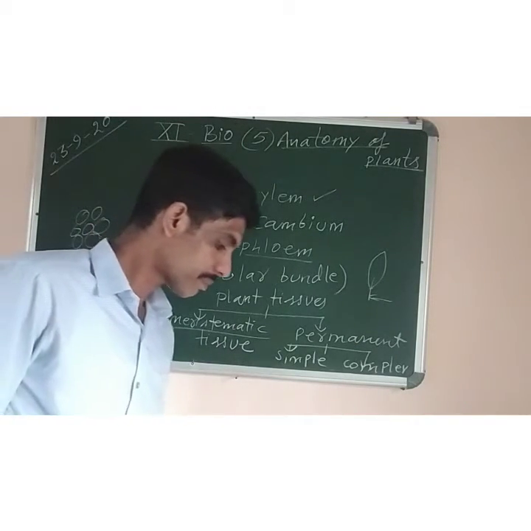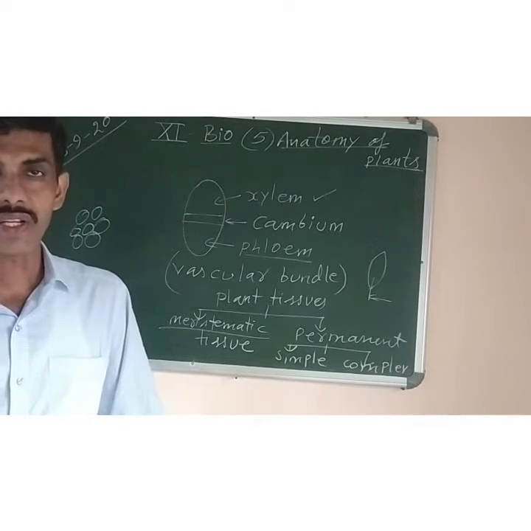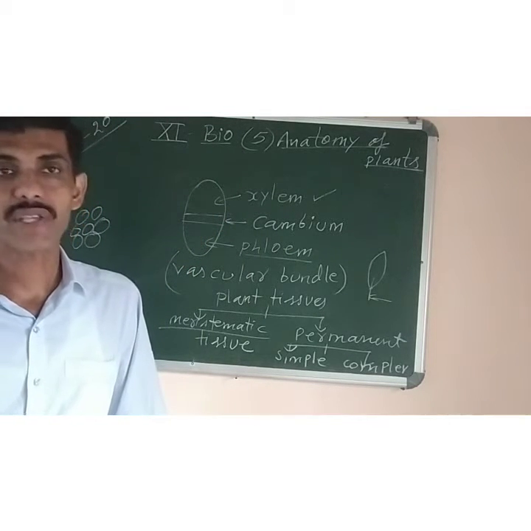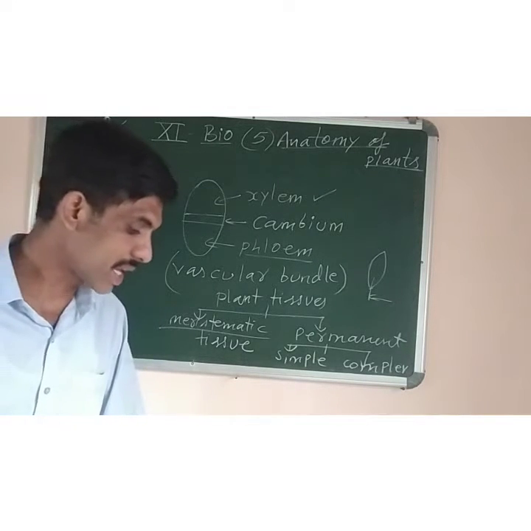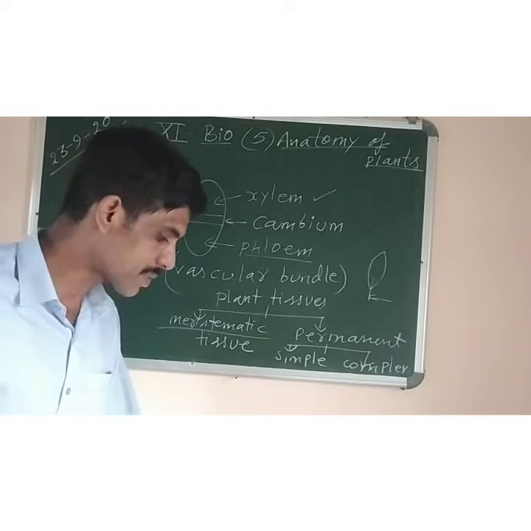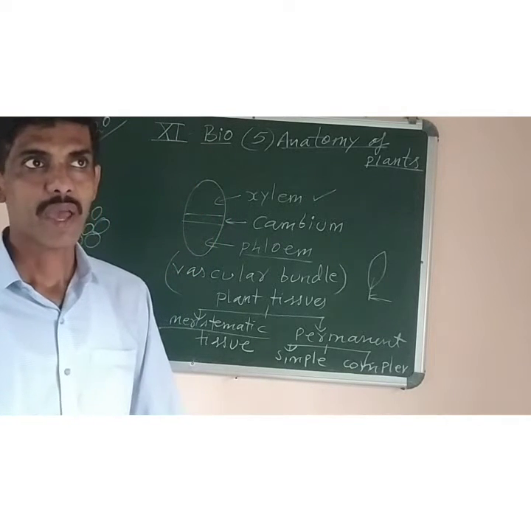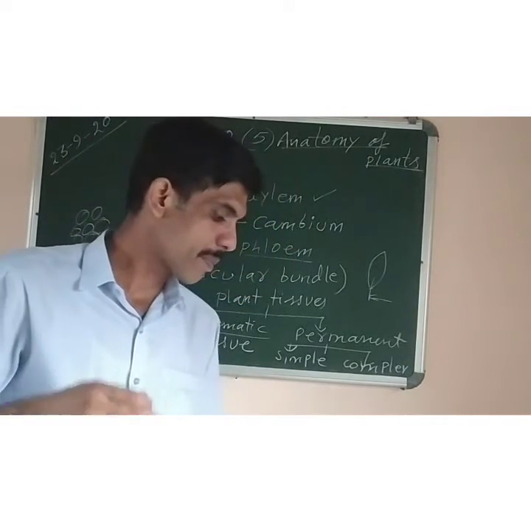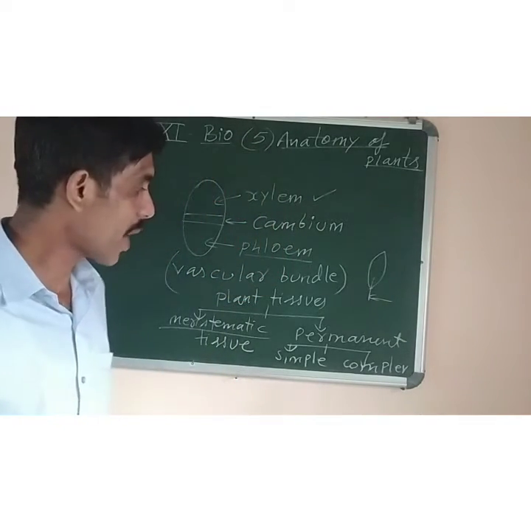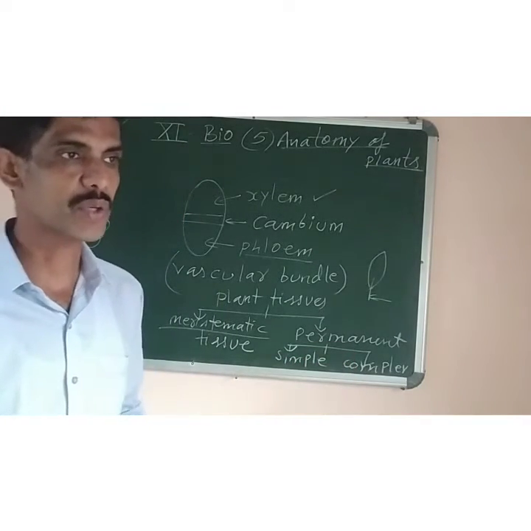Then comes sclerenchyma. Sclerenchyma we studied. It is made up of cells which have very thick cell walls due to deposition of a substance called lignin, and it is of two types, that is fibers and sclerites, which are of different shapes and they carry out different types of functions. They provide mechanical support.